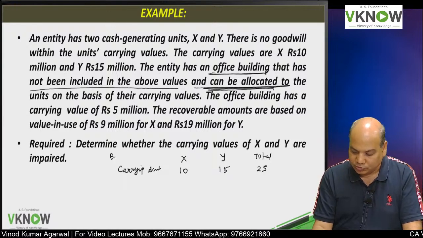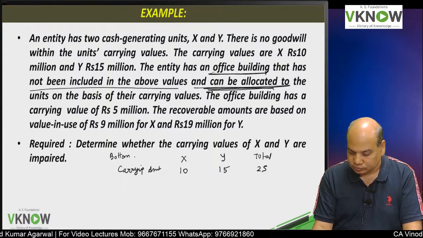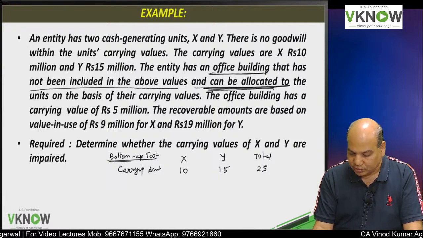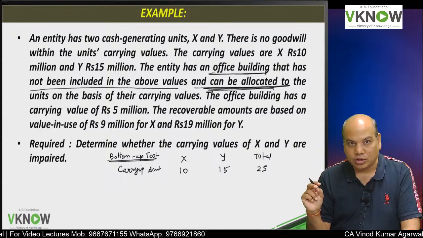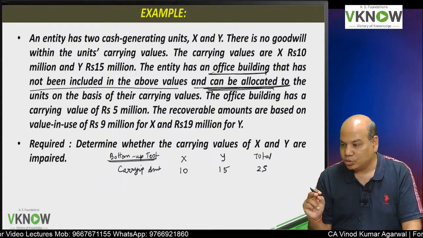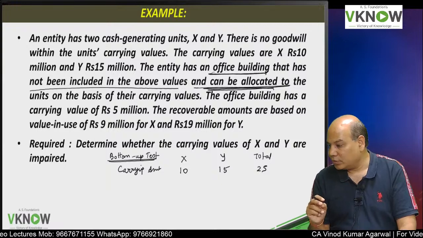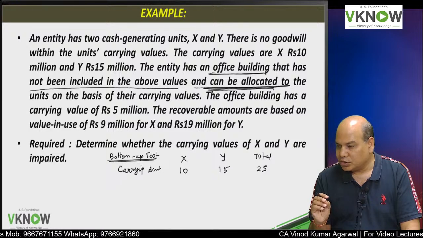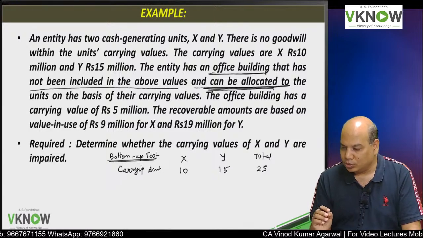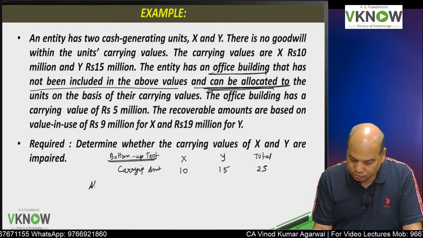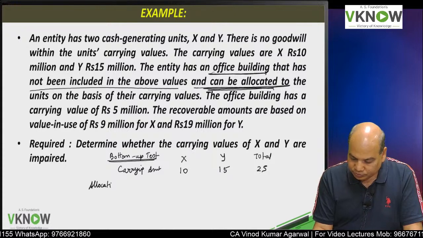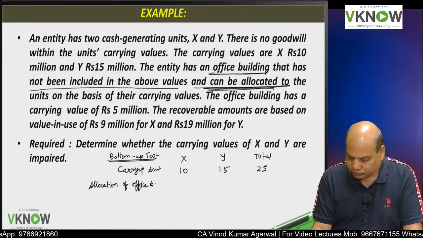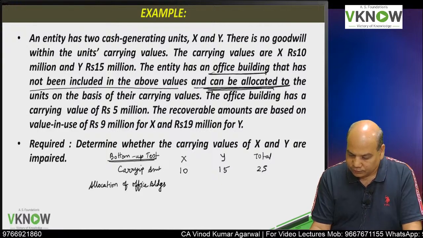Can be allocated means we are going to perform the bottom-up test. You can mention in your book somewhere, to the units on the basis of their respective carrying values. The office building has a carrying value of 5 million. So we are going to allocate the office building, 5 million.